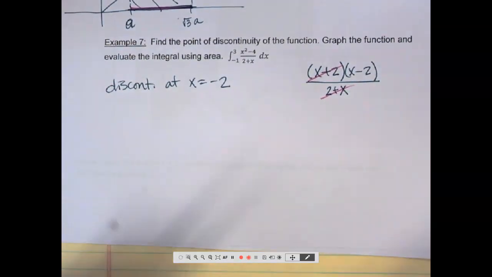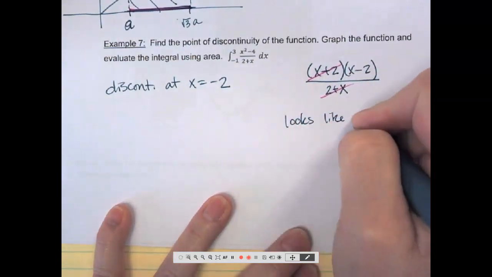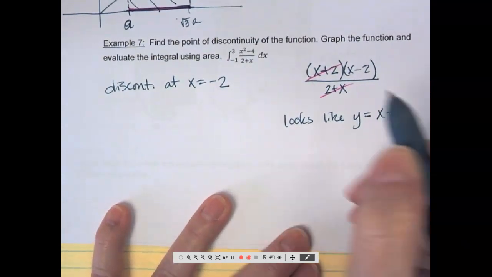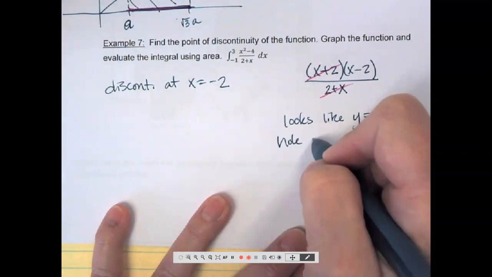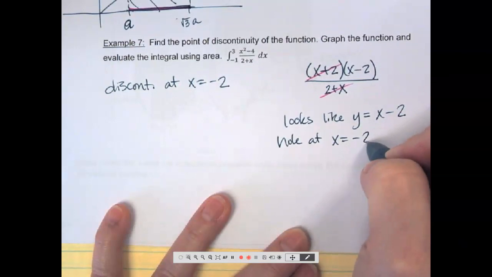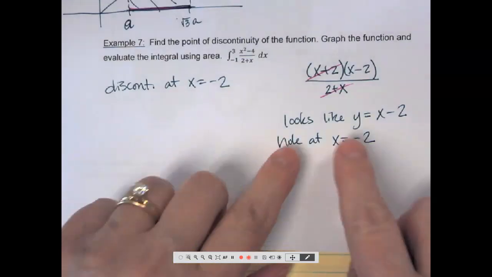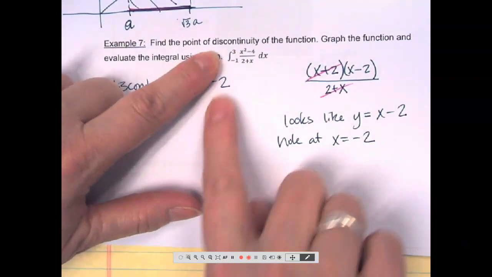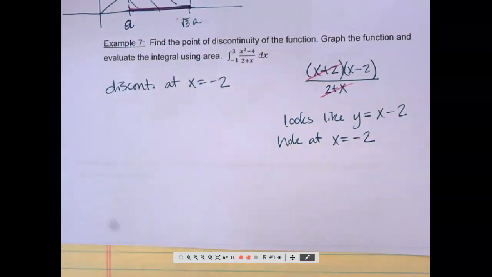Okay, therefore, this graph will look like y equals what? X minus 2. So that's a line. But what happens at negative 2? There is a hole at x equals negative 2. Okay, so all that we did with limits. Now I'm going to graph it. So I'm just going to graph this line from x is negative 1 to 3. So this negative 2 hole in the line won't affect us.